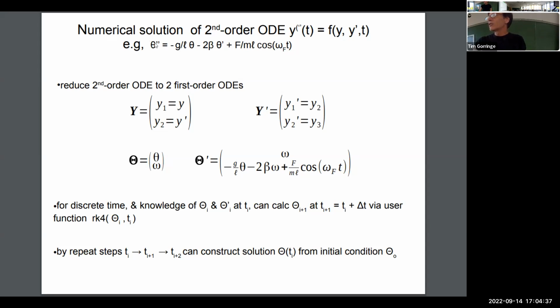Here's the second order differential. So it's theta double prime in our case. It depends on the dependent variable theta, the rate of change of the dependent variable theta, and it depends on the independent variable time. So they're all over here. And so it's this equation that we want to solve.